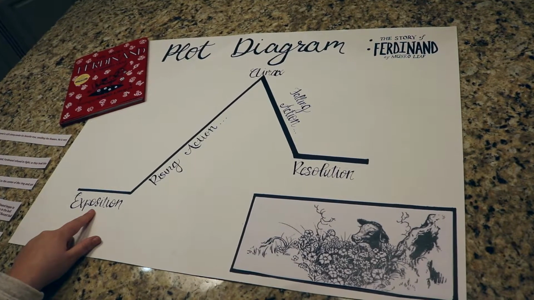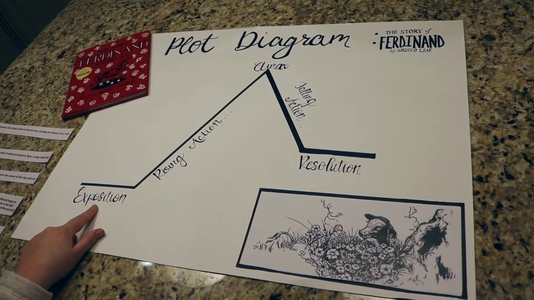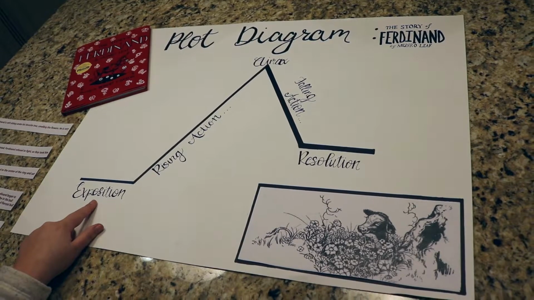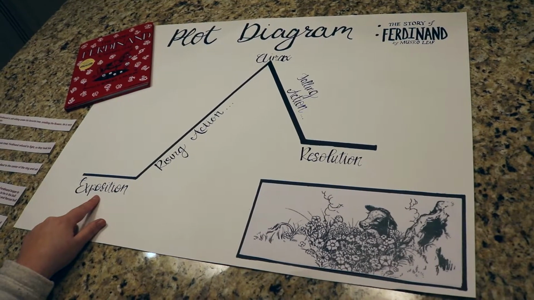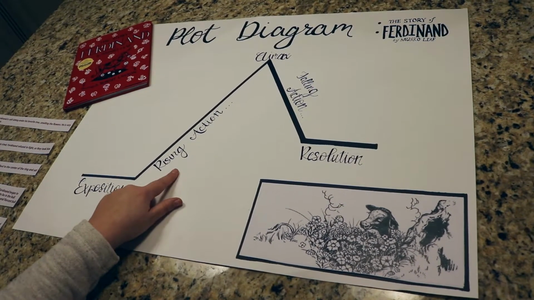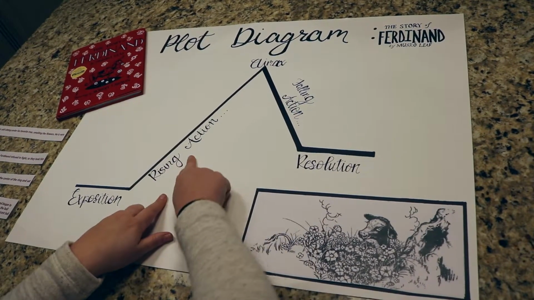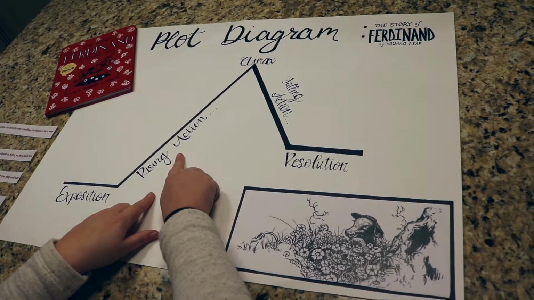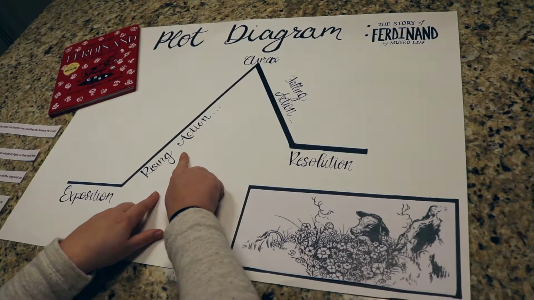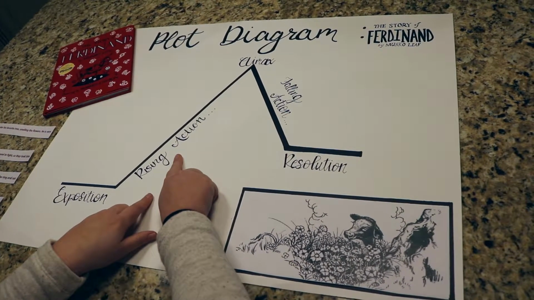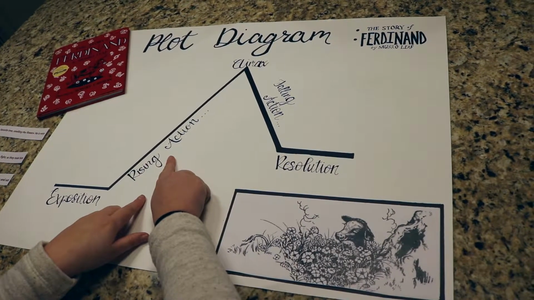The first component of the plot diagram is the exposition. The exposition is the beginning of the story where characters and settings are introduced. After the exposition comes the rising action. The rising action is where the main character faces a series of conflicts. The rising action is usually the longest portion of your plot diagram, and it includes multiple events.